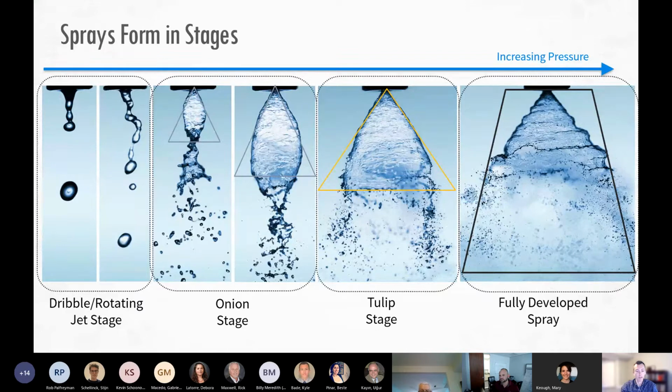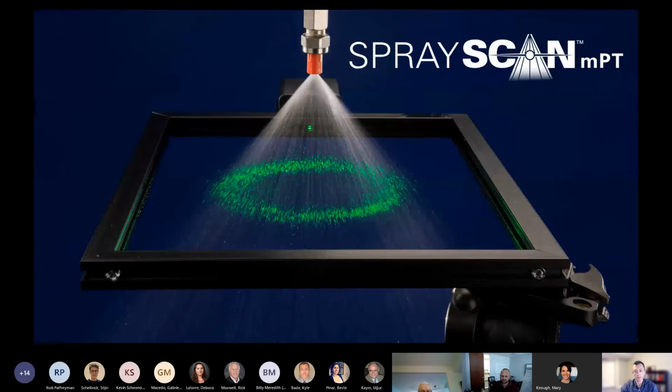put together in the area of spray characterization and detailed spray characterization, where we're doing much more than just pressure and flow, which is a great place to start, but going further allows further optimization, refinement of the solutions.